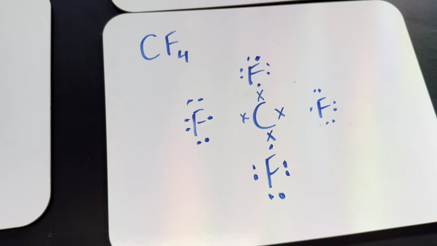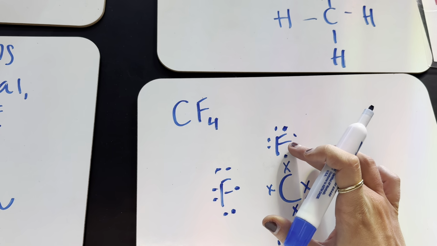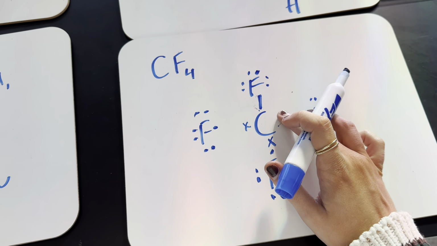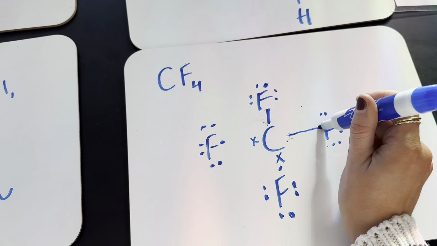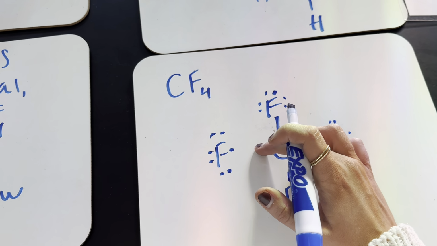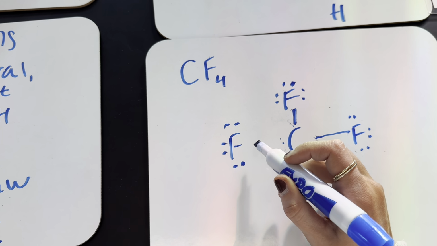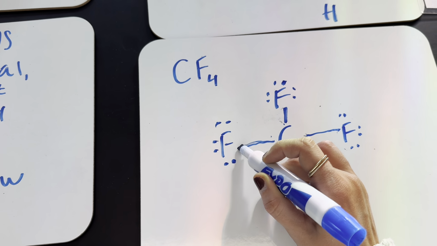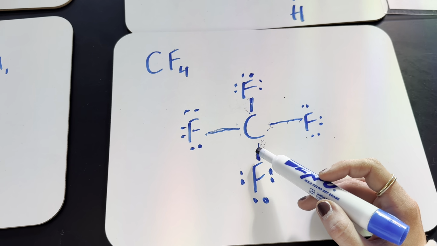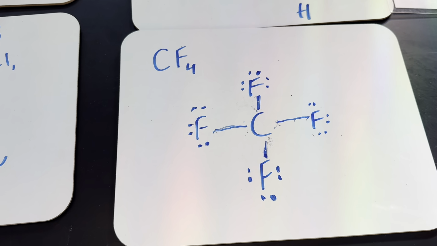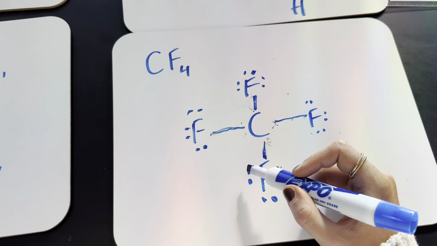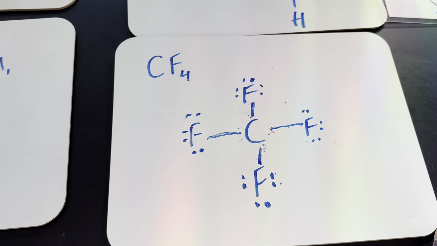Okay, and I'm going to look for pairs of dots and X's that I can bond. Here's one. Here's one. Here's one. And here is one. And then I can check my work to make sure I did it right. So carbon has 1, 2, 3, 4, 5, 6, 7, 8. Yay, carbon's happy. And then fluorine has 1, 2, 3, 4, 5, 6, 7, 8. Yay, all the fluorines would have 8 surrounding it.